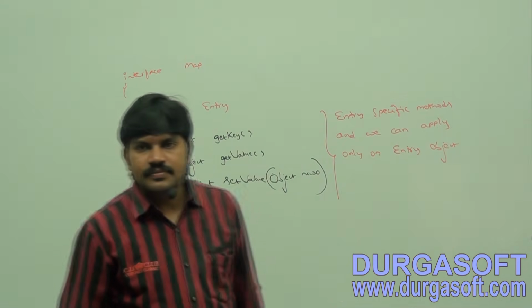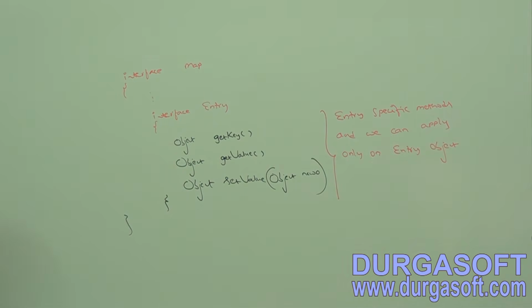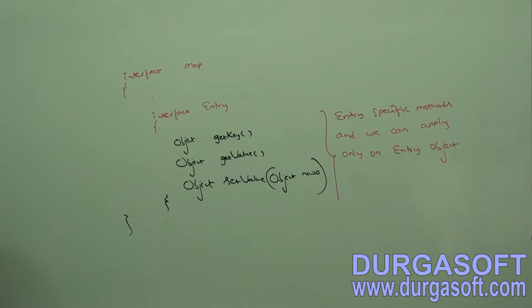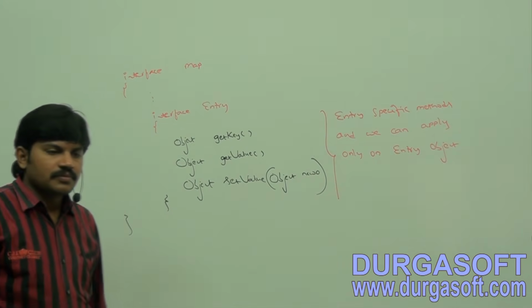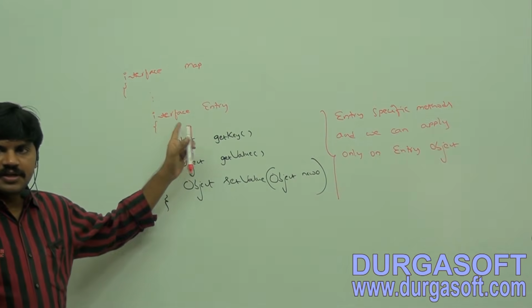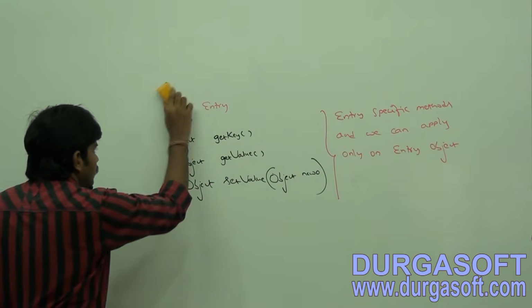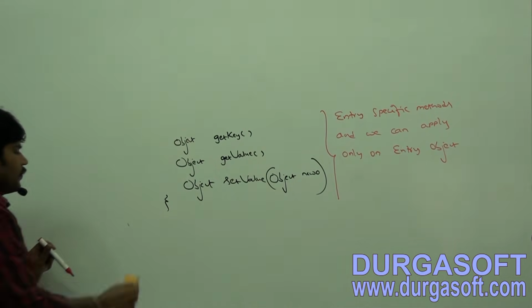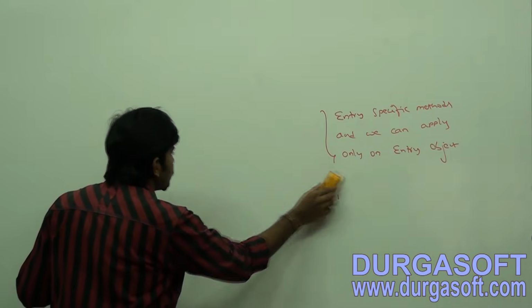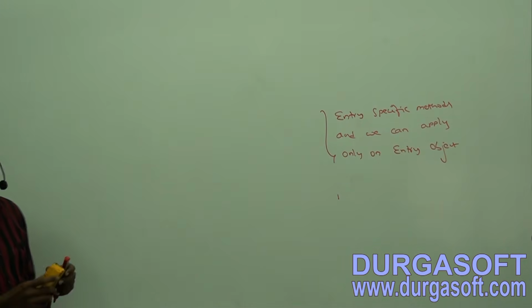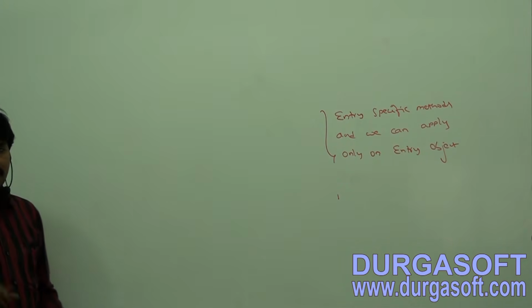Can I complete it, right? Interface Map, interface Entry, Object getKey, getValue, setValue. Entry-specific methods, and we can apply them only on the entry object. I hope that's completed, right? Okay. The other methods we can apply are all related to the map, so map-specific methods are nothing but these methods.